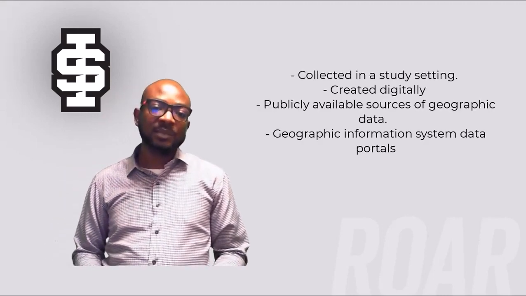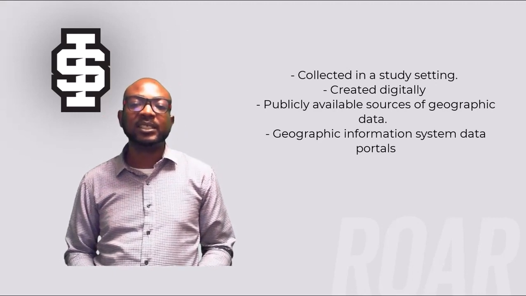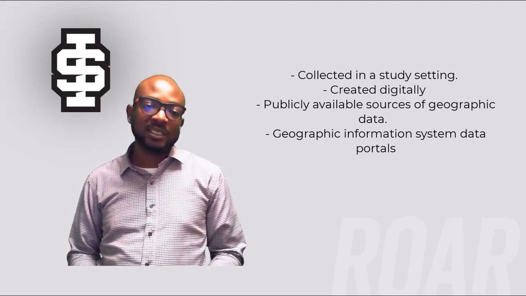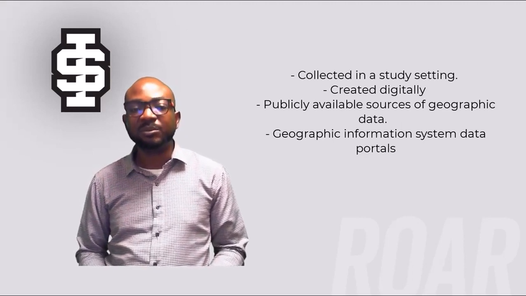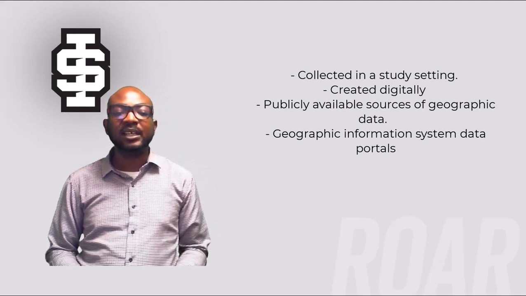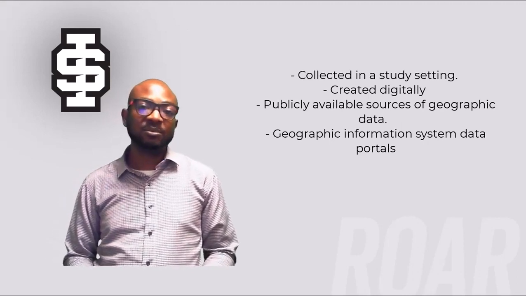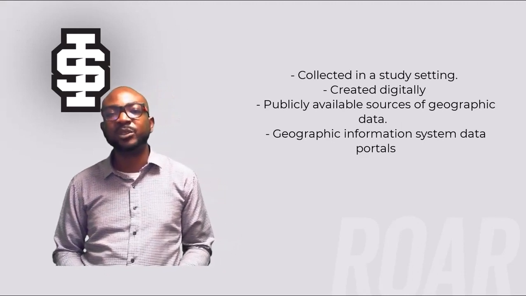So how do we obtain geographic data? It might be collected in a study setting. It can also be created digitally, such as the case of satellite maps. There are also numerous publicly available sources of geographic data. For example, in the United States, the Census, the Environmental Protection Agency, and the local government provide this information. There are also geographic information system data portals.